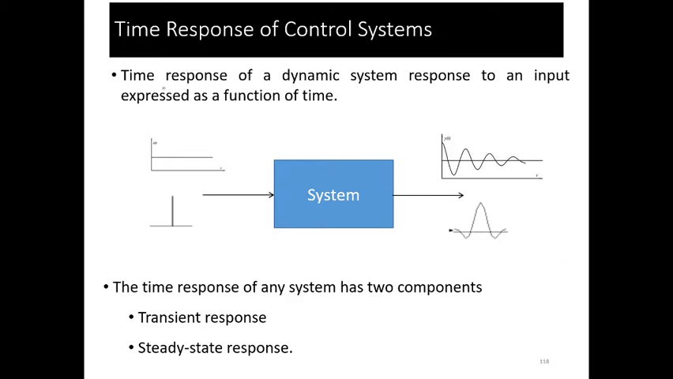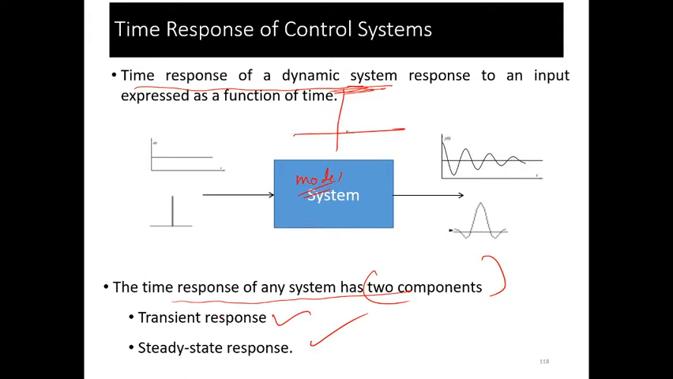So what is the meaning of time response? What is dynamic response or transient response? Transient response means when you provide some input to the system, which has a mathematical model, you get some output. This output has two components. First is the transient response, second is the steady state response. Transient response means, let's say you get such a type of response, which is the variation in some value when you disturb the input.